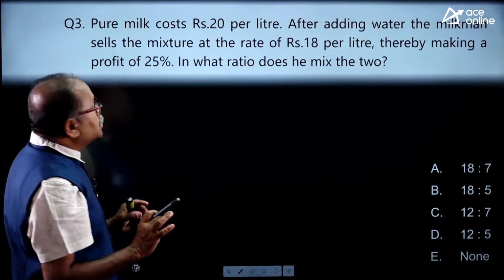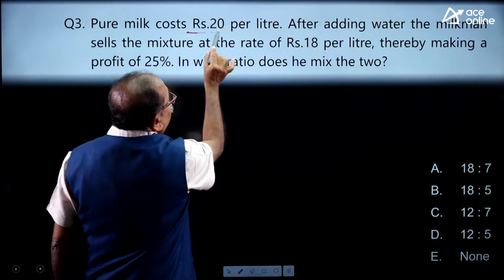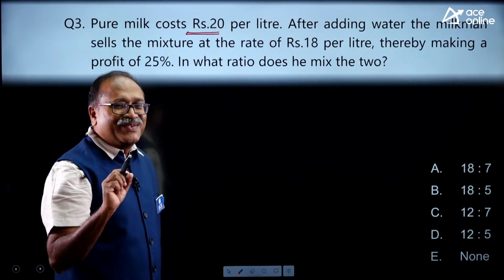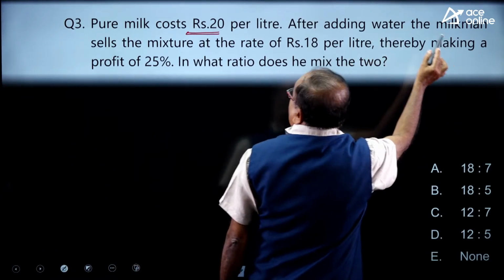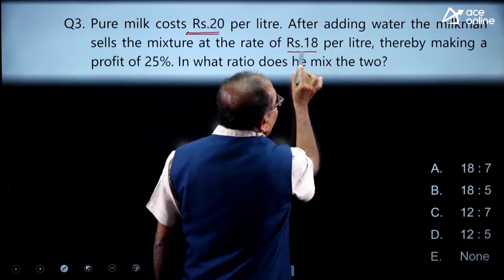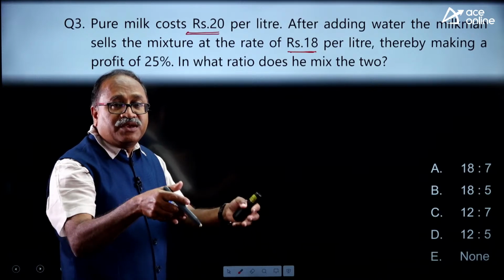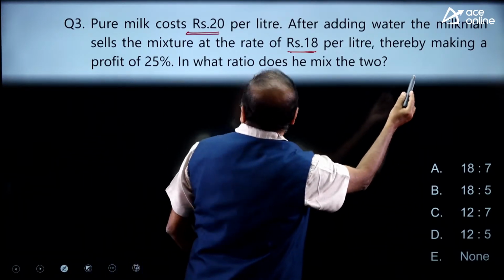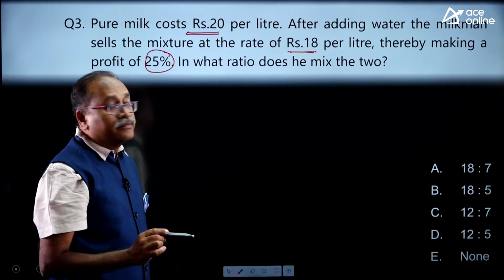What is this question? It is question number 3. The pure milk costs rupees 20 per liter. Pure milk. Let's see how many of you can answer this question. After adding water, the milkman sells the mixture at the rate of rupees 18 per liter. So that is the mixture. He is selling at rupees 18 per liter and thereby making a profit of 25%.